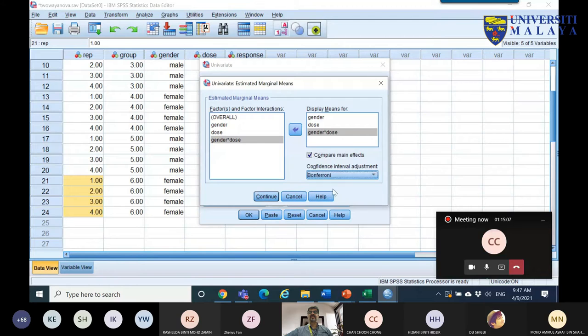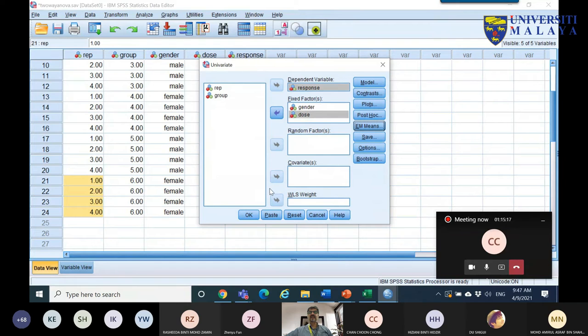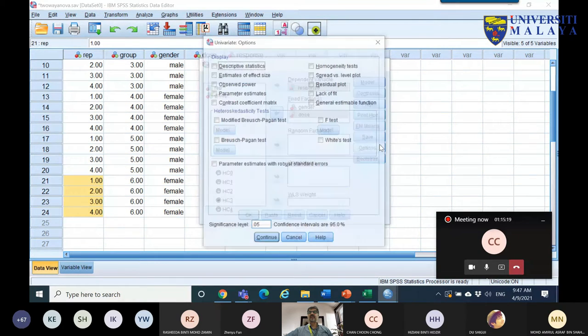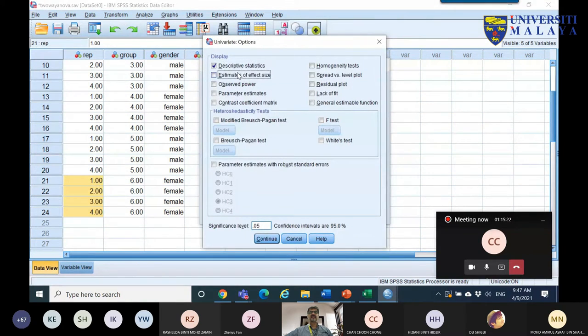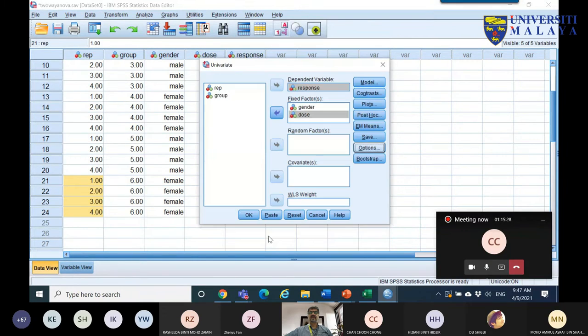But again, we have the same problem. The comparison can only be done for the main effect. I mean, the comparison between gender and dose, not for the interaction. So under options, descriptive statistic, effect size, and homogeneity test. That's all. We just click OK and then run it.